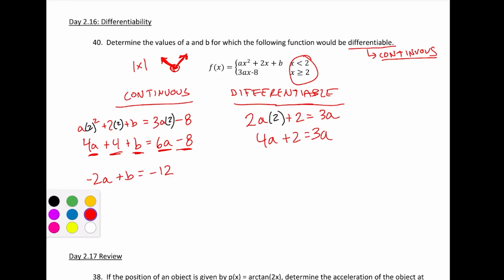I'm going to rearrange this a little bit to solve for a. So I'll subtract 3a on both sides. I'll just be left with a. And then subtract 2 on both sides to get negative 2. Now here I have established that a is negative 2. That's part of my answer here.